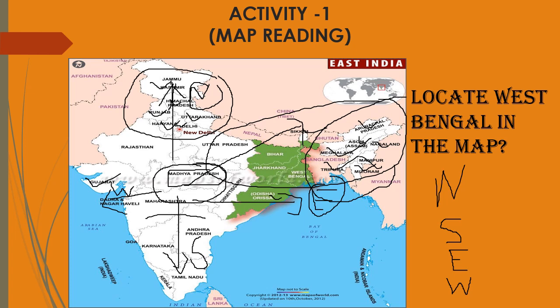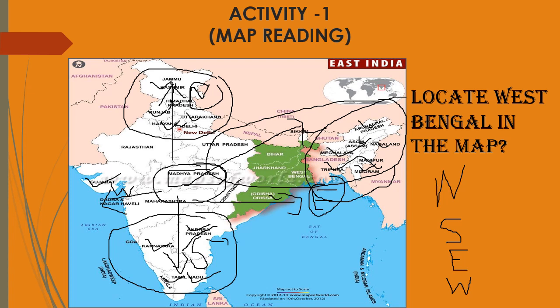And look here, southern part. These are called southern states of India. For example, this is Andhra Pradesh, this is Karnataka, Kerala and Tamil Nadu. Now Andhra Pradesh is divided into Telangana also. So here Telangana will come.